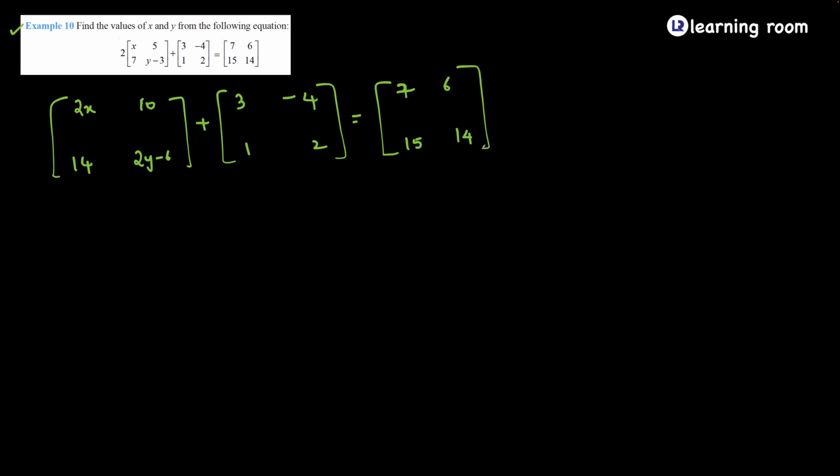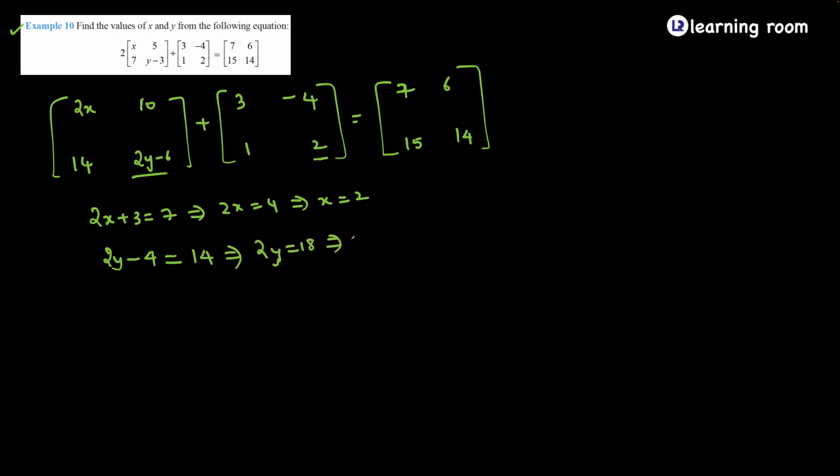Right? So when you add both, you will have 2x plus 3 is equal to 7, which implies 2x is equal to 4 or x is equal to 2. Similarly, you have 2y minus 6 here, 2 here, add them. 2y minus 6 plus 2 is minus 4 is equal to 14, which implies 2y is equal to 18 and y is equal to 9. So x is equal to 2 and y is equal to 9. Clear?